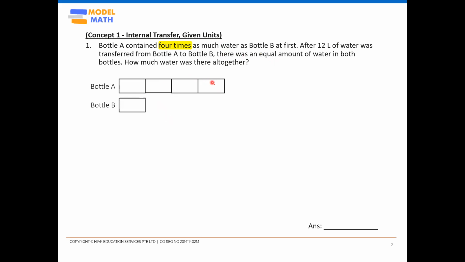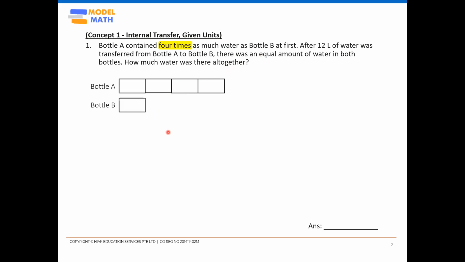They wouldn't. If I bring it down, this will be 2 units, this will be 3 units left. They are not equal. Now, what if I bring down 2 units? Can 2 units be the 12 liters? No, because if I bring down 2 units, again it's unequal. They are not the same. You want them to be the same in the end. If I bring down 3 units, even worse, cannot also.